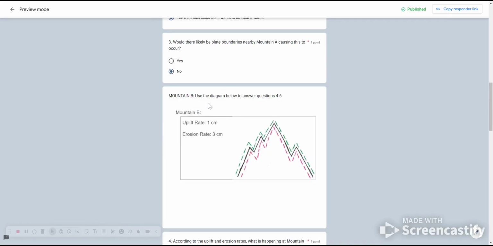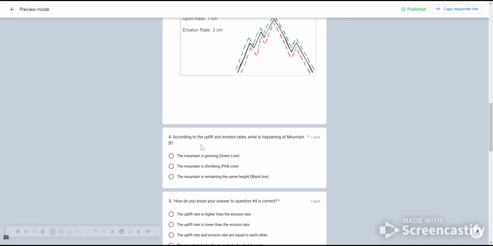All right, Mountain B. Let's use the diagram below to answer questions 4 through 6. The uplift rate for Mountain B is 1 centimeter. The erosion rate is 3 centimeters. According to the uplift and erosion rate, what is happening at Mountain B? The mountain is growing, green line. The mountain is shrinking, pink line. Or the mountain is remaining the same, black line.